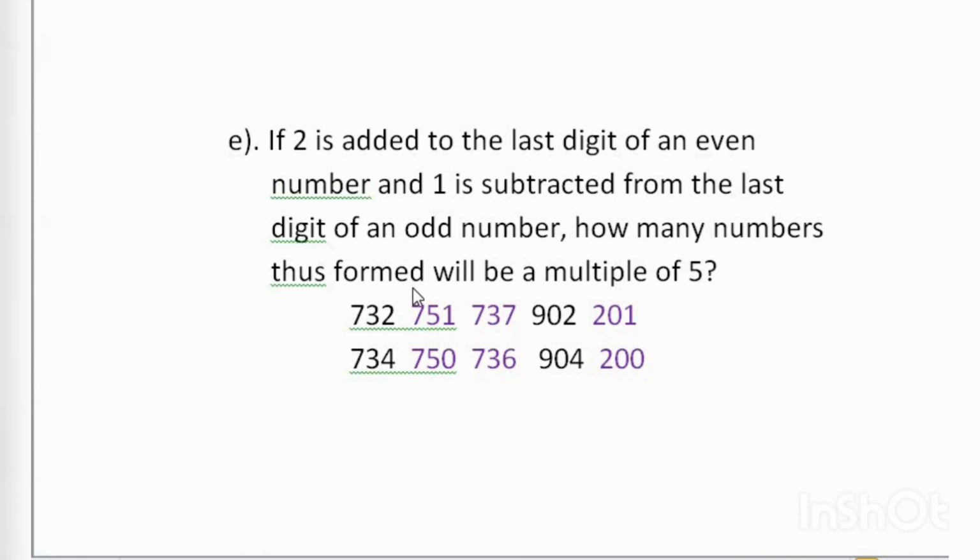Now the question is how many numbers thus formed will be a multiple of 5? A number is said to be a multiple of 5 only if it ends with either 0 or 5. So here how many such numbers are there? 2 numbers, 750 and 200, because they end with 0. So the answer is only 2 numbers that will be a multiple of 5, and those 2 numbers are 750 and 200.